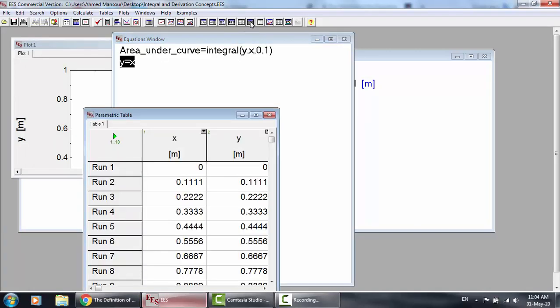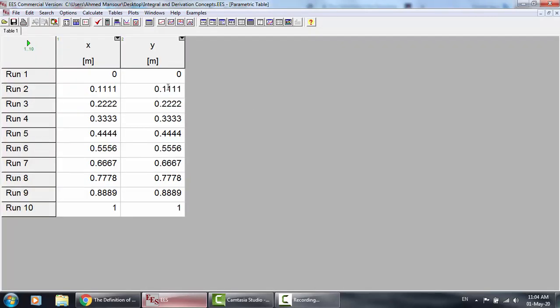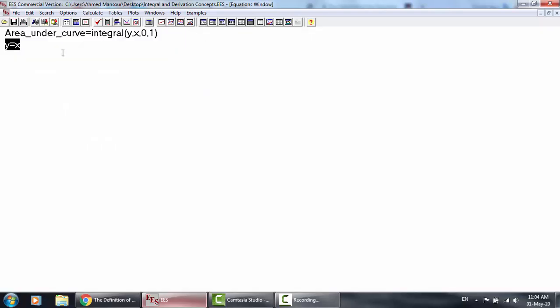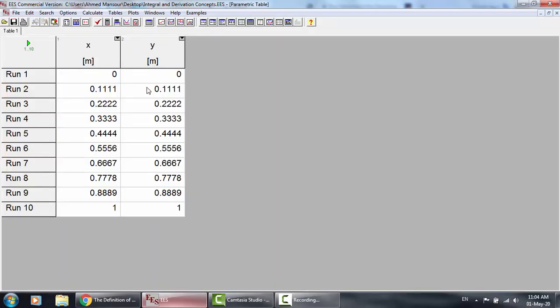What does this mean? This means that delta y divided by delta x must be 1. So if you, for example, take 0.2222 minus 0.1111 and divide this value by the same difference in x, it will give you 1. So this is the slope and this is the derivative, and it also means the rate of change of y with respect to x. So we have here 3 amazing concepts.